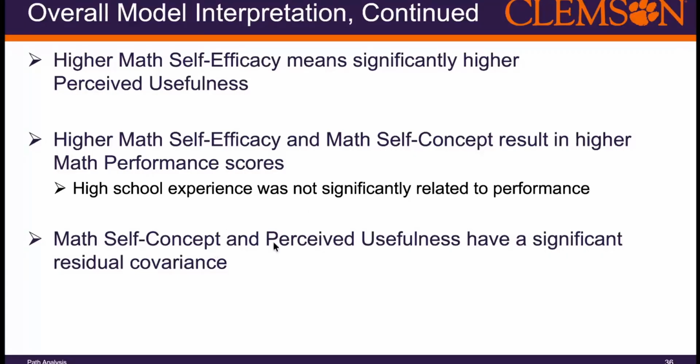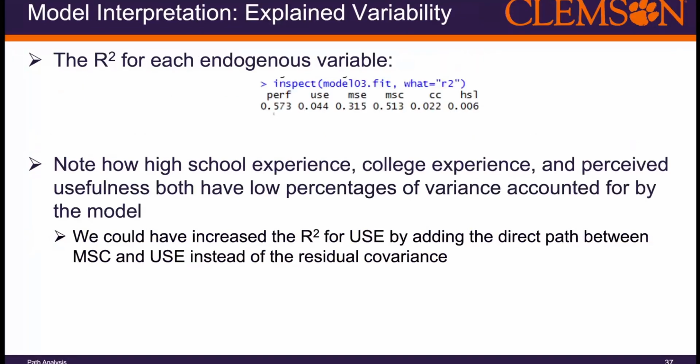And finally, math self-concept and perceived usefulness have a significant residual covariance. That means that the model didn't fully describe why they covary together, but we needed to account for whatever was remaining to make our model fit better.